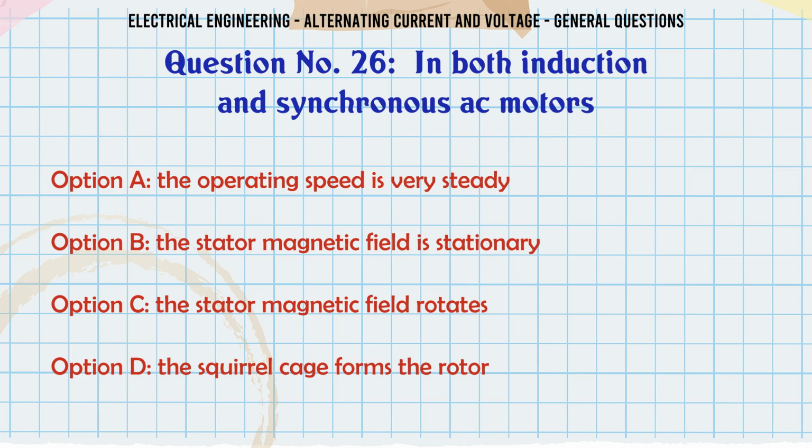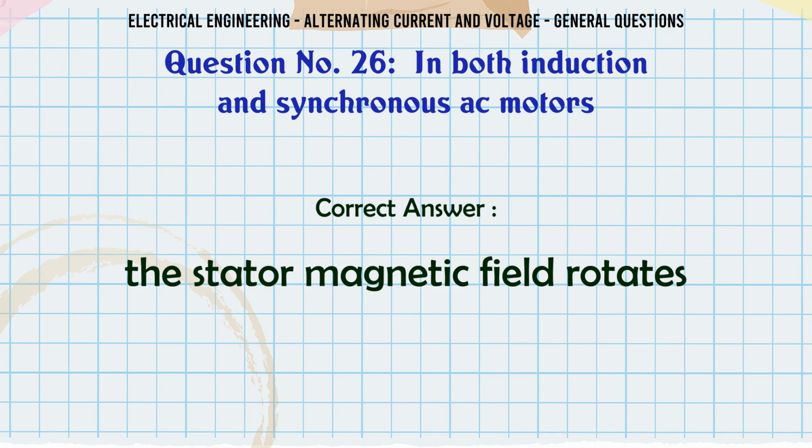In both induction and synchronous AC motors: A, the operating speed is very steady; B, the stator magnetic field is stationary; C, the stator magnetic field rotates; D, the squirrel cage forms the rotor. The correct answer is the stator magnetic field rotates.